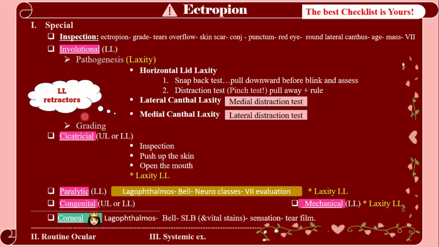Okay. So we have two upper eyelid retractors, and you have to start by the levator because this is the most significant one. So how to assess the levator function? You must have a ruler, and you have two positions.